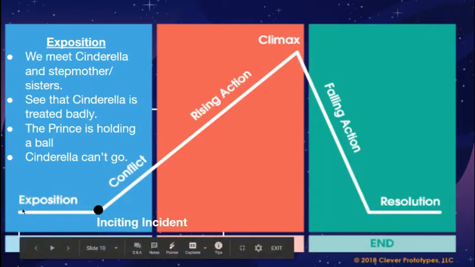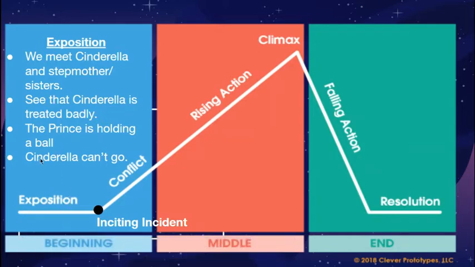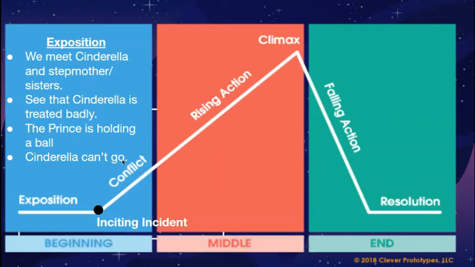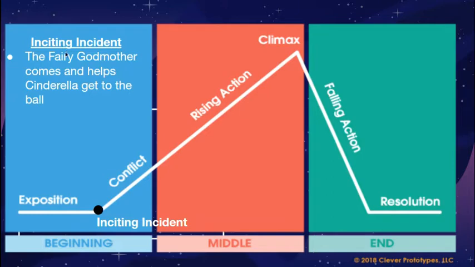So we have these little bits of story, but it kind of just ends with Cinderella can't go. If we never had this inciting incident, then Cinderella would just be living her normal life every single day, and that wouldn't be a very interesting story. So for the inciting incident, I would say that the inciting incident for Cinderella is when the fairy godmother comes and helps Cinderella get to the ball. So the fairy godmother gives her a dress, she gives her a carriage, she gives her all these things to help her get to the ball.